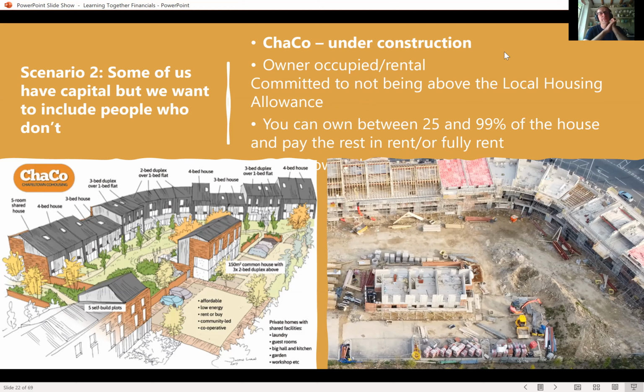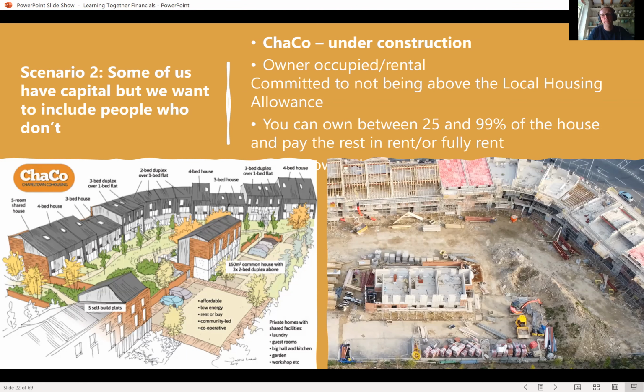Yeah, so this is a scenario where some people have capital, but they want to include people who don't. And this comes up quite a lot in conversations with groups I have in Wales. They've created a mixed tenure approach. So there's owner occupied with some rental, and they've committed as a group to not being above the local housing allowance in terms of rentals, so they can bring in as wide a group as possible into the project.